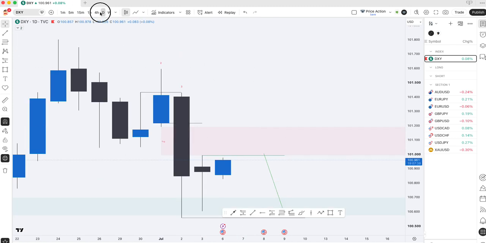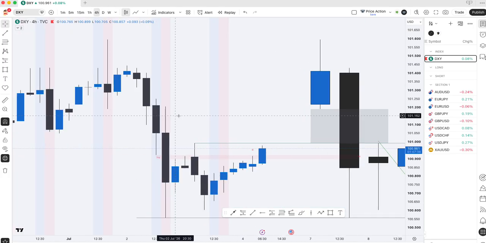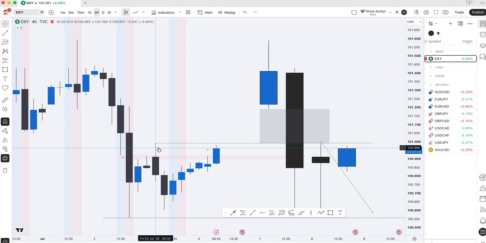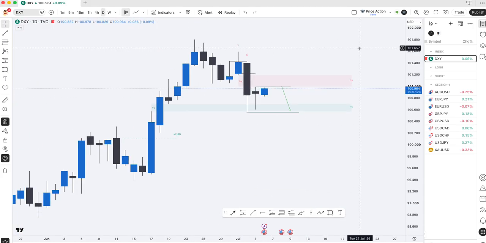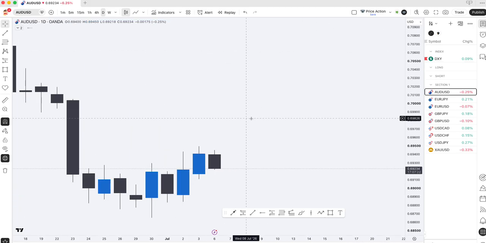Let's look at 4 hour. Yeah, this is a swing point, and we have an FVG as well. So I'm expecting price to tap, go down till this level. So let's see if other pairs have any bias or not.